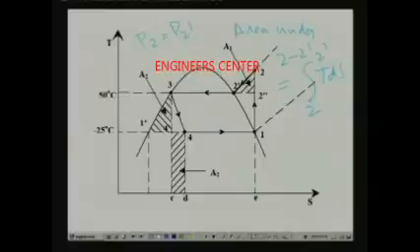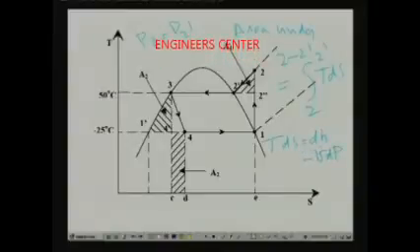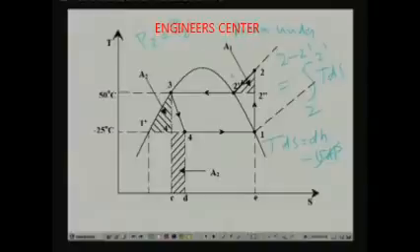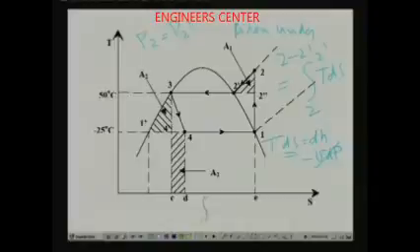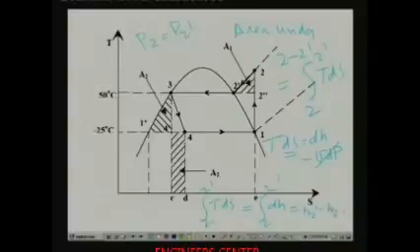From thermodynamic property relations we know that TdS is equal to dH minus VdP. Applying this relation to the process 2 to 2 dash, VdP is equal to 0 because the pressure does not change during this process. This is an isobaric process. So finally TdS is equal to dH. That means integral TdS from 2 to 2 dash is nothing but integral dH from 2 to 2 dash, which is simply equal to H2 dash minus H2.